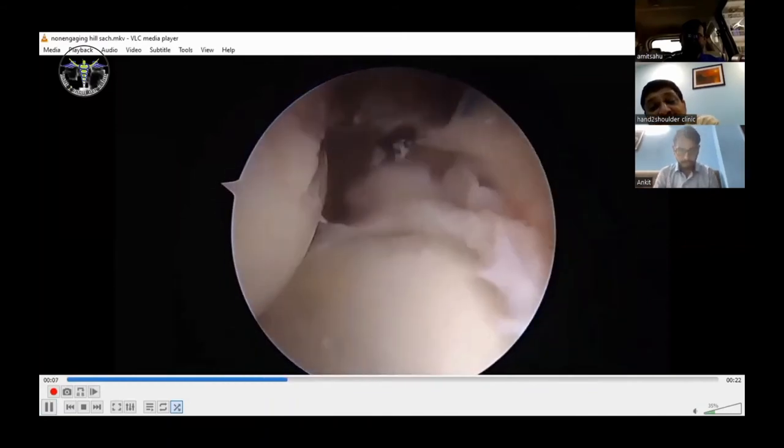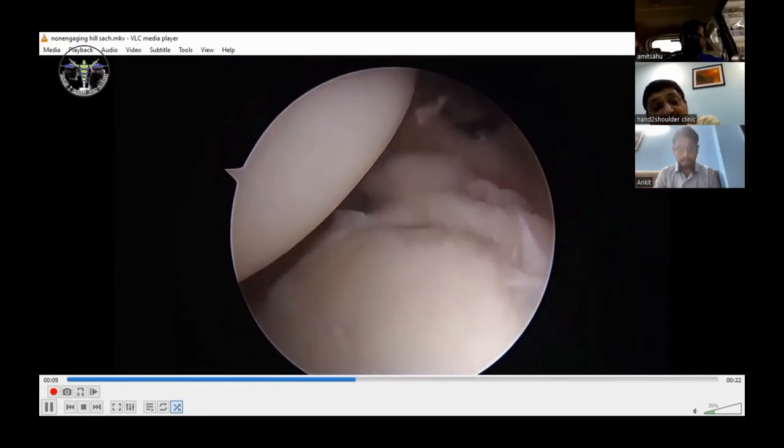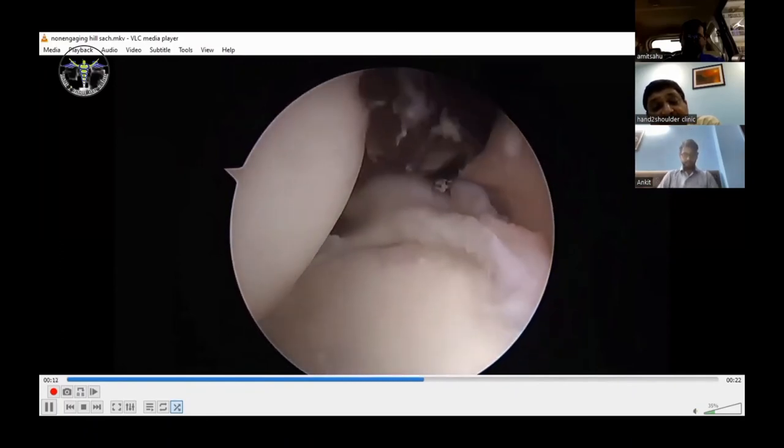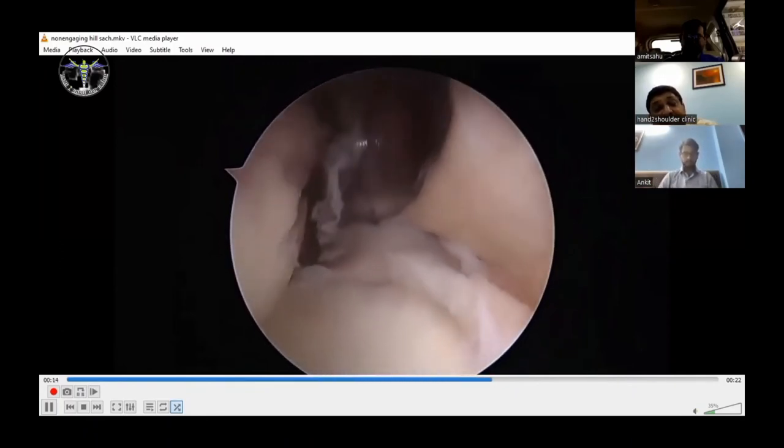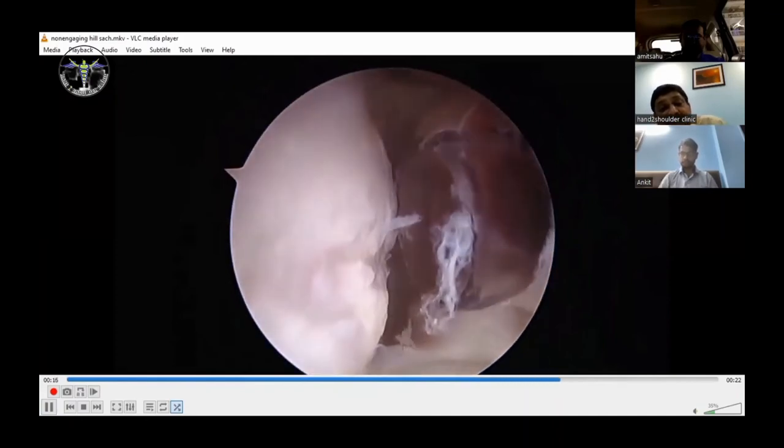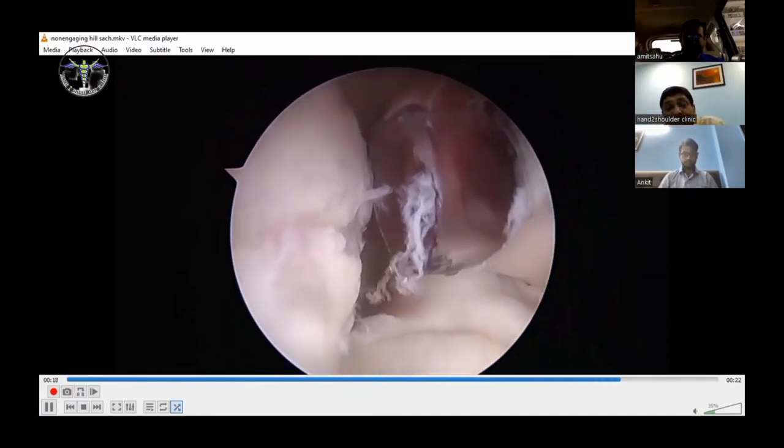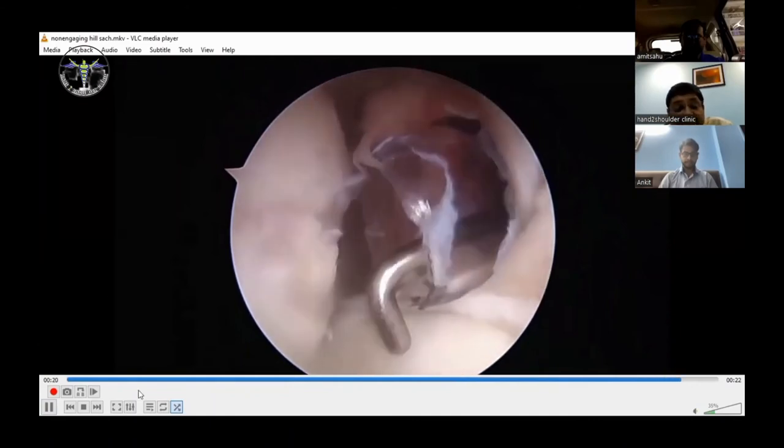This is non-engaging. You can see that the Hill-Sachs is very small, and it is not touching the anterior part of the glenoid. There you can see the cannula coming from posterior. So the Hill-Sachs is non-engaging.